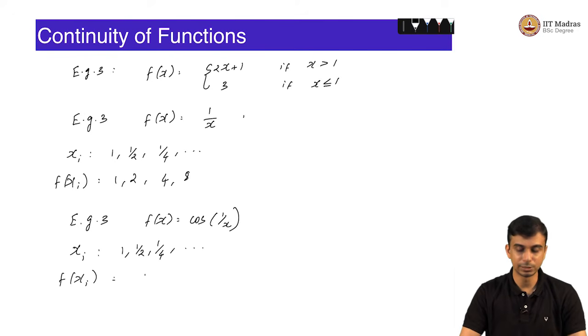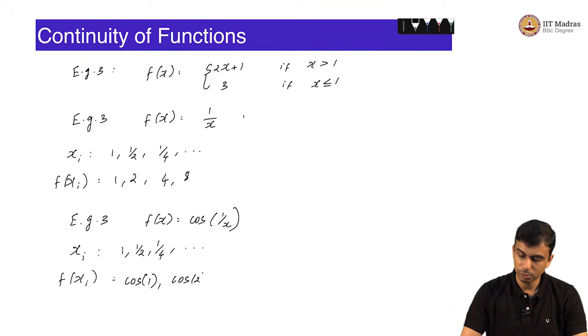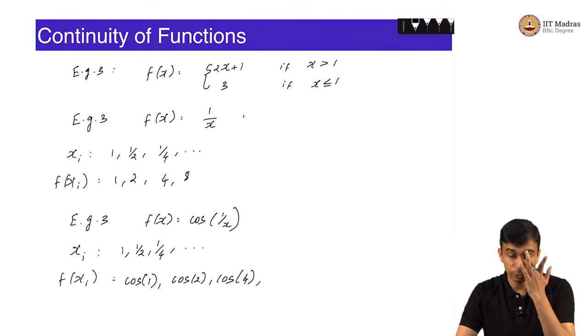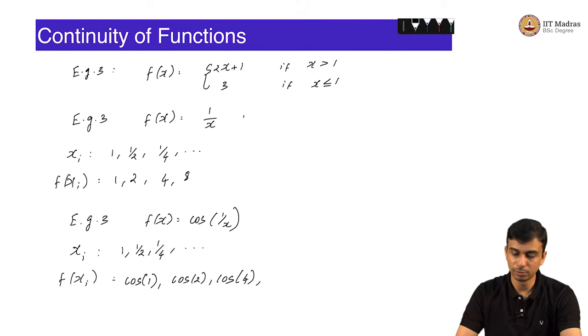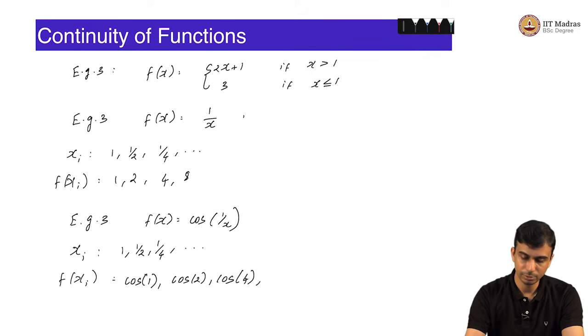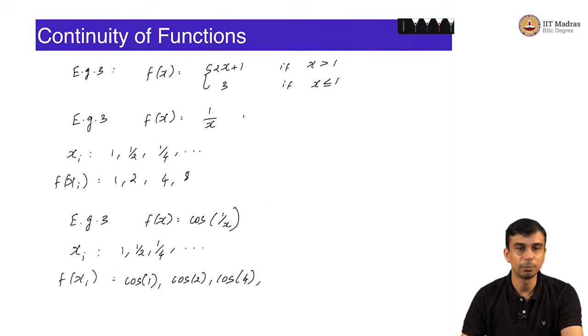You have this sequence 1 by 2, 1 by 4 which clearly converges to 0. f of xi is cos 1, cos 2, cos 4, cos 8 and so on. This sequence also clearly does not converge to anything, and hence this is another example of a discontinuous function.